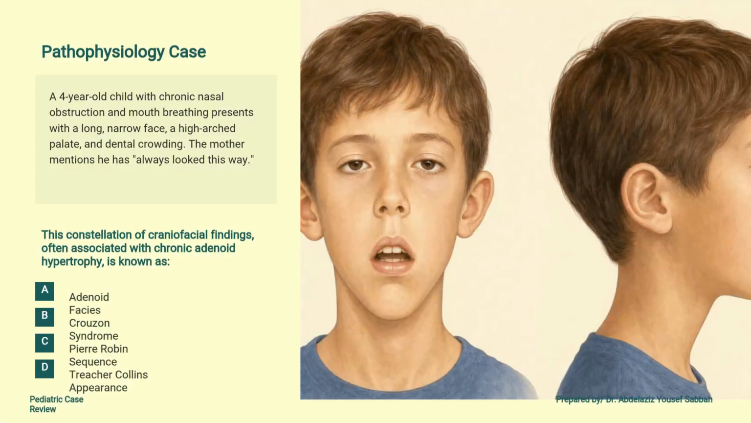Case 3. A 4-year-old child with chronic nasal obstruction and mouth breathing presents with a long, narrow face, a high arched palate, and dental crowding. The mother mentions he has always looked this way. This constellation of craniofacial findings, often associated with chronic adenoid hypertrophy, is known as option A, adenoid facies, option B, Crouzon syndrome, option C, Pierre-Robin sequence, option D, Treacher-Collins appearance.